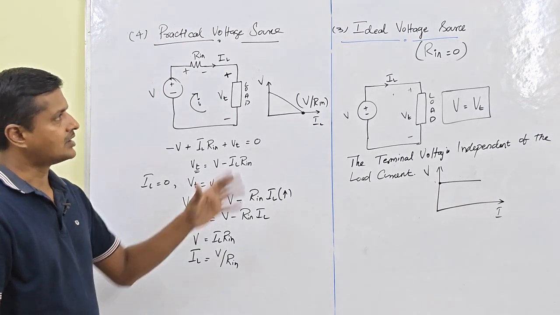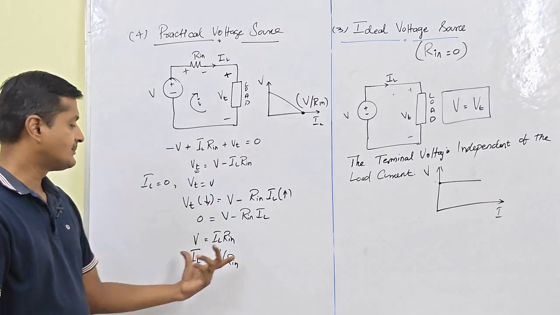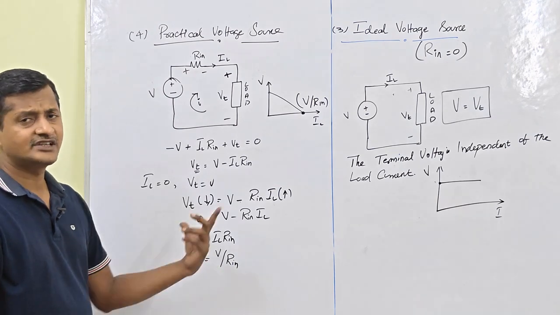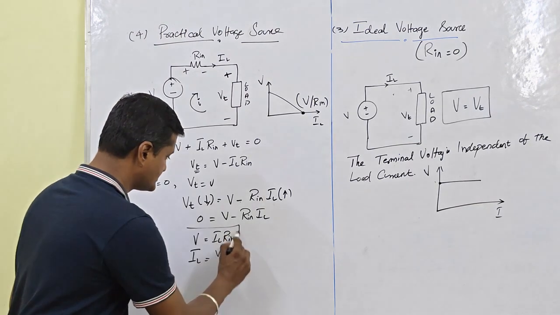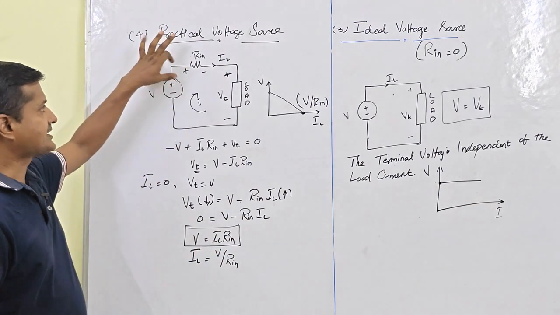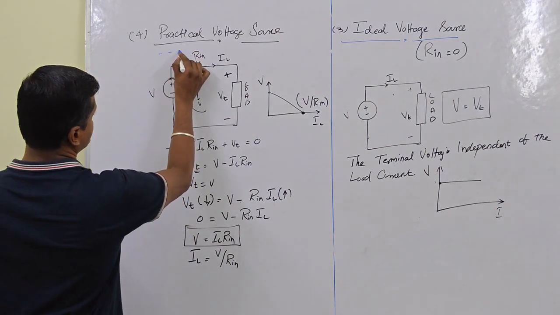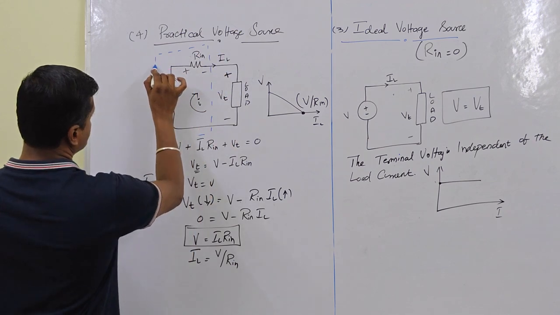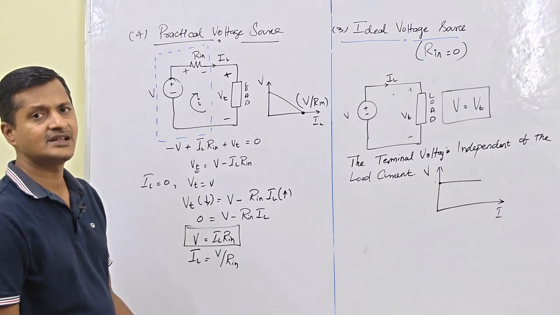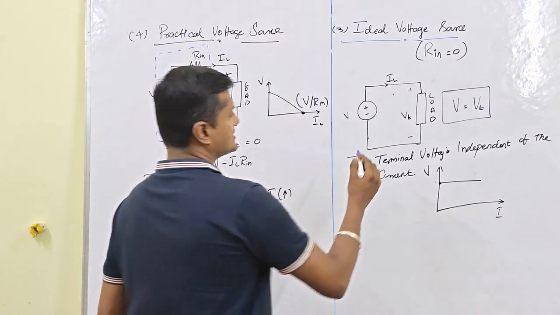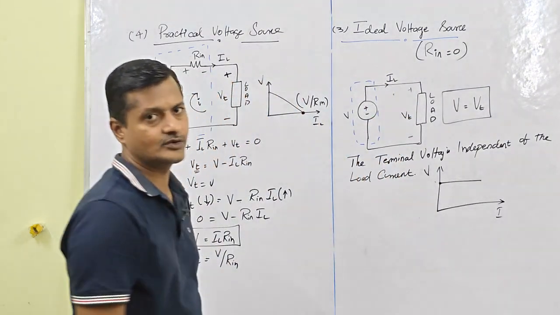So in an ideal voltage source, the terminal voltage is not a function of load current, but in a practical voltage source, the terminal voltage is a function of load current. Understand, right? So for the symbol representation, a practical voltage source is a voltage source in series with a resistance. The symbolic representation of this is the ideal voltage source.